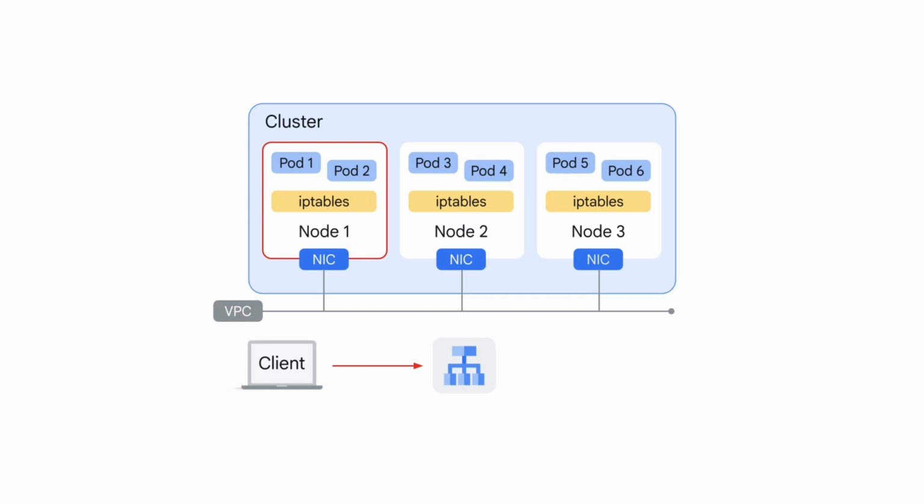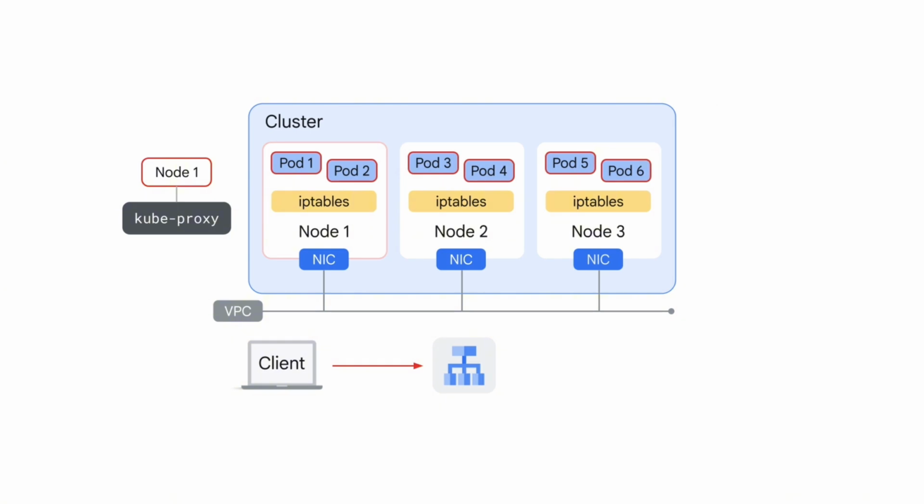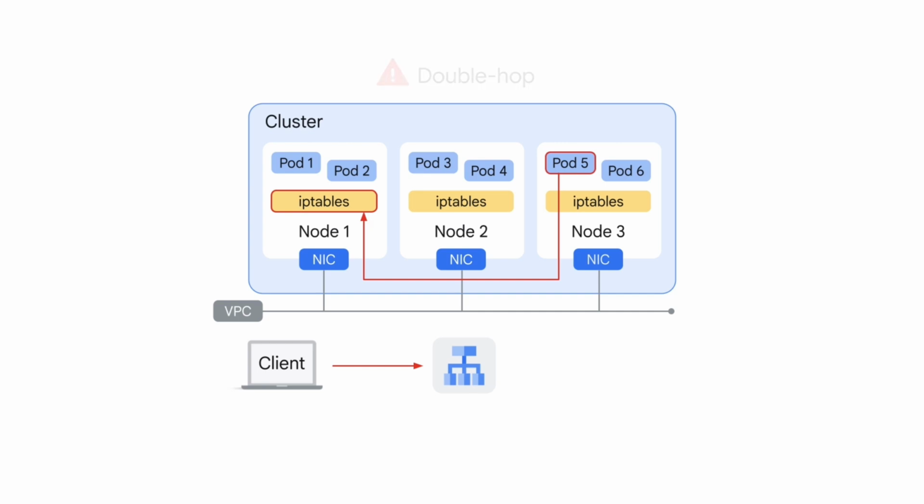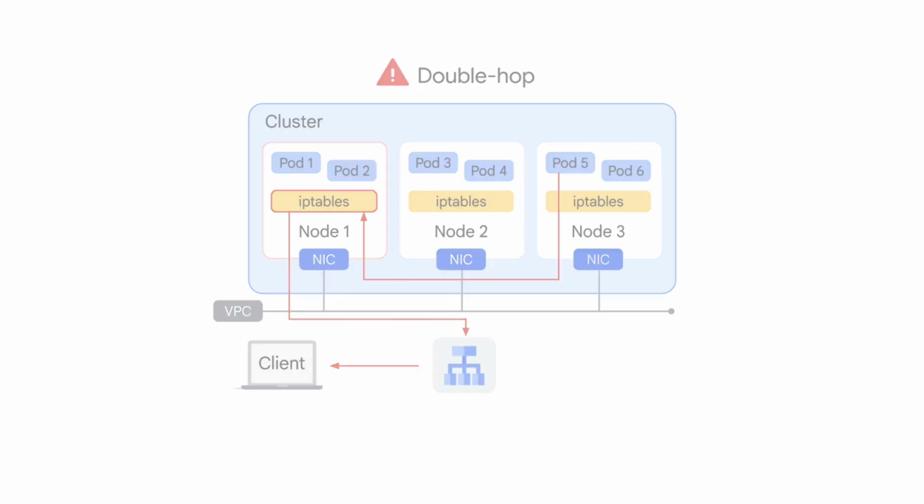Node 1 is chosen. Next, to keep the pod use as even as possible, the initial node will use kubeproxy to select a pod at random to handle the incoming traffic. The selected pod might be on this node or on another node in the cluster. For this example, let's say that node 1 chooses pod 5, which isn't on this node. This means that node 1 will forward the traffic to pod 5 on node 3. Pod 5 then directs its responses back through node 1, which is when the double hop happens. Node 1 then forwards the traffic back to the network load balancer, which sends it back to the client.